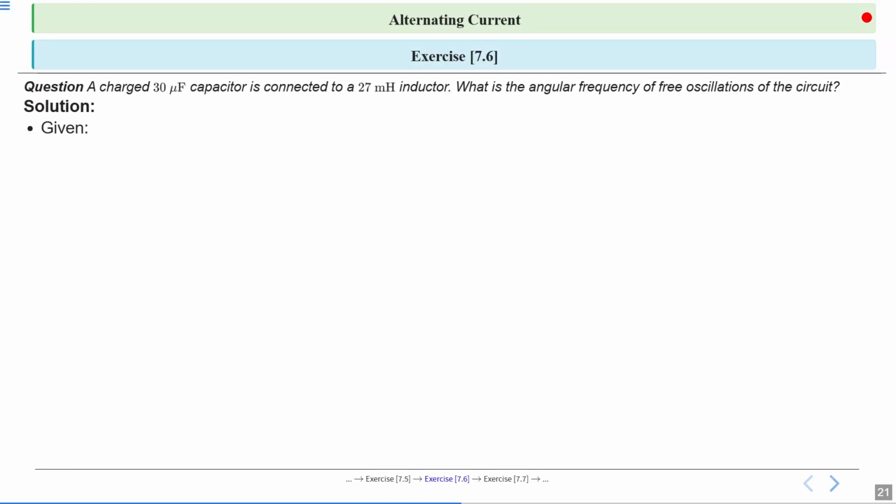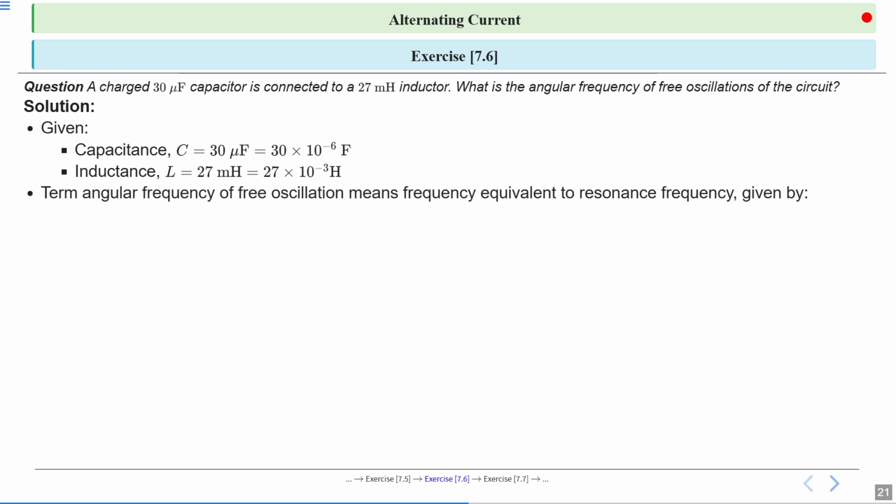So let's see the solution. What is given in the question? Capacitance C is equal to 30 microfarad, which is equal to 30 into 10 to the minus 6 farad. Inductance L equal to 27 millihenry, which is equal to 27 into 10 to the minus 3 henry. The term angular frequency of free oscillation means frequency equivalent to resonance frequency. So you have to calculate the omega naught. Free oscillations means resonance condition, so angular frequency of free oscillation means frequency equivalent to resonant frequency.